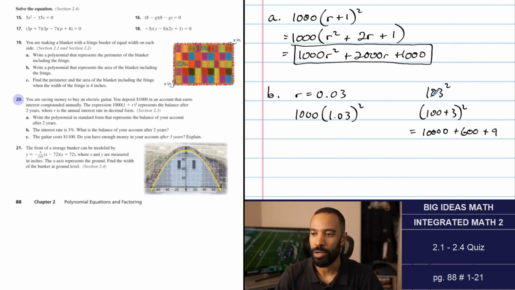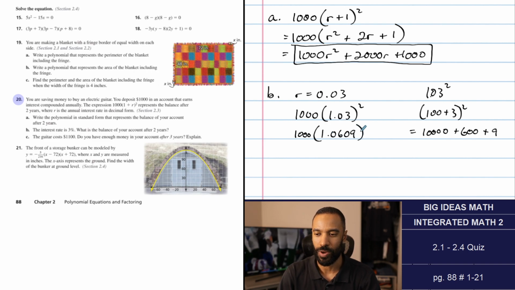10,609. So what is 1.03 squared? It's 1.0609. So boom, and like that. So this is going to be 1,000 times 1.0609. That's right, you can't beat me.